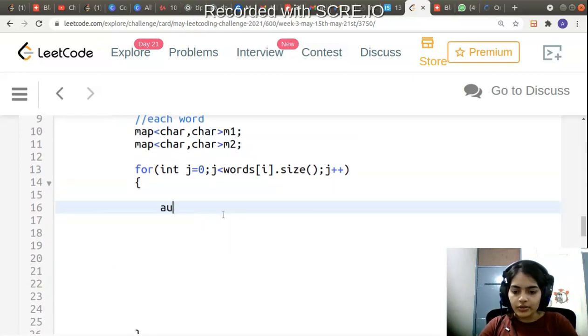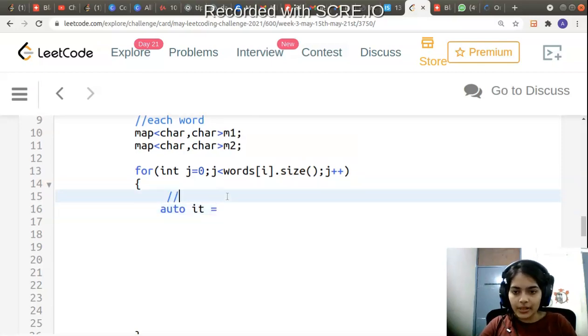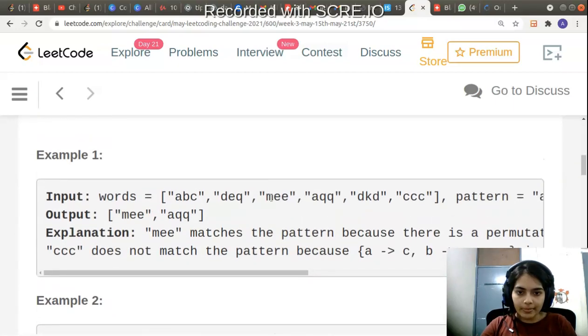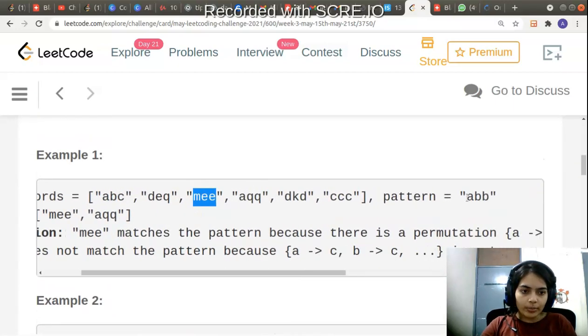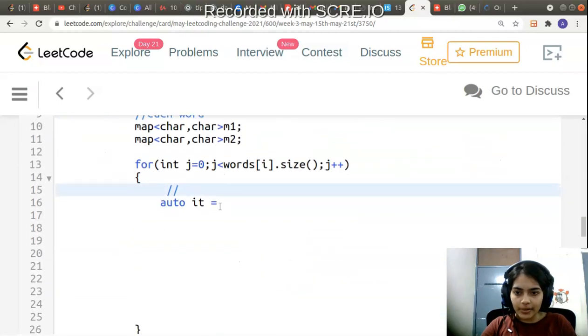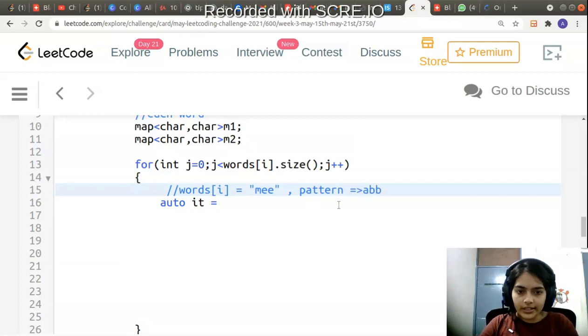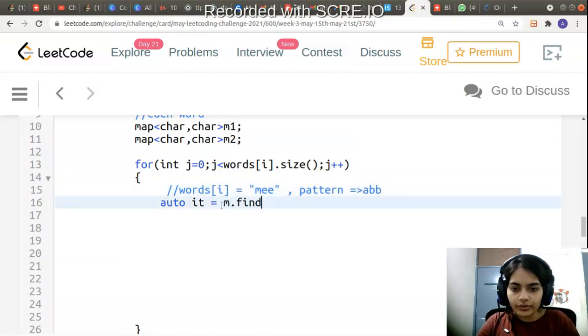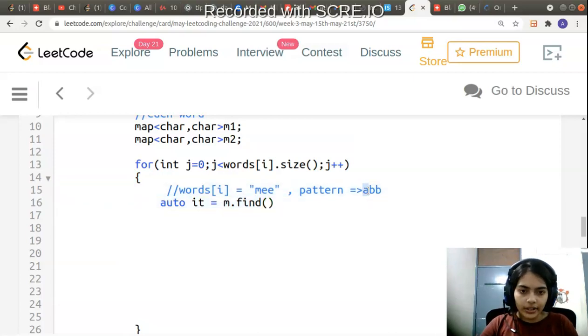So let me declare an iterator. Okay, let's take a simple example so that will be very helpful. Let's say the word is mee and your pattern is abb. Okay, let's take this example so it will be clear. So let's say words of i is equal to mee, and let's say your pattern is equal to abb. Now let's try to write this code. We will try to find if the first character in the pattern, which is a, is there in the map already or not.